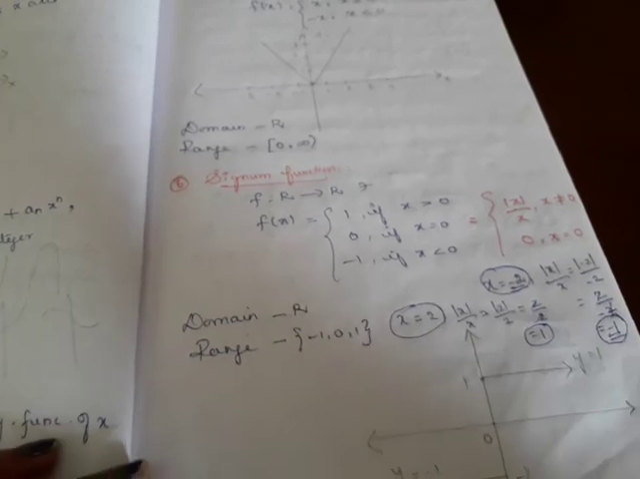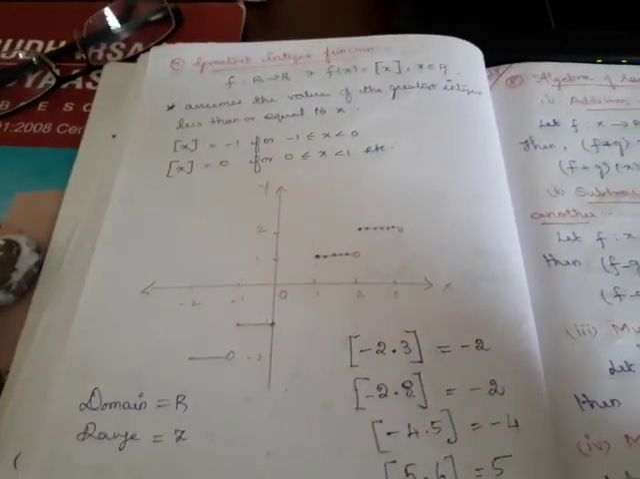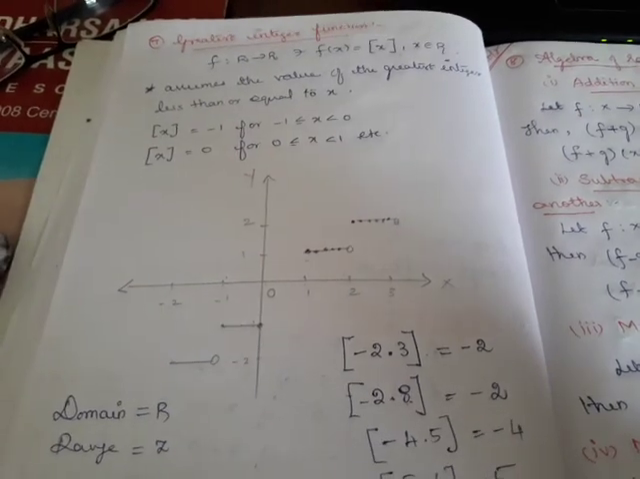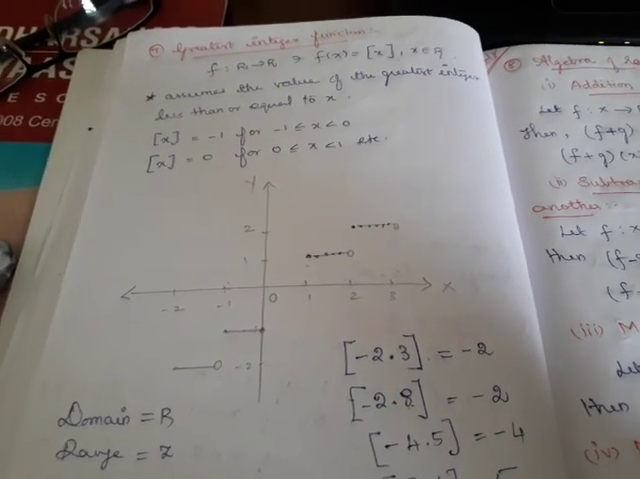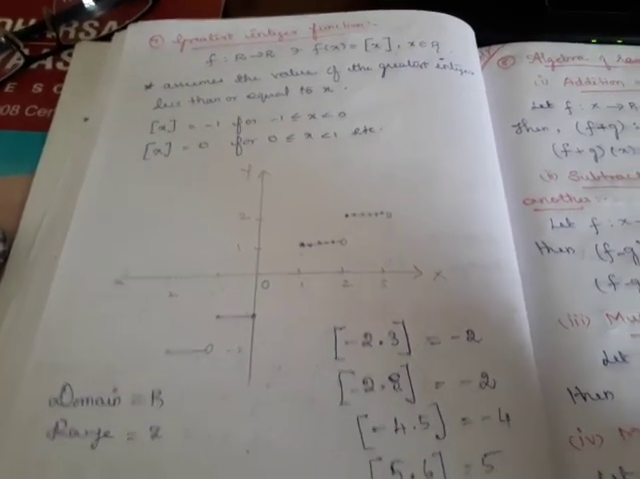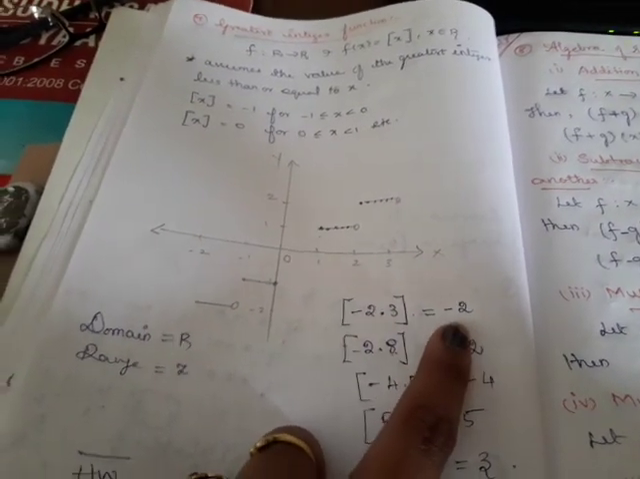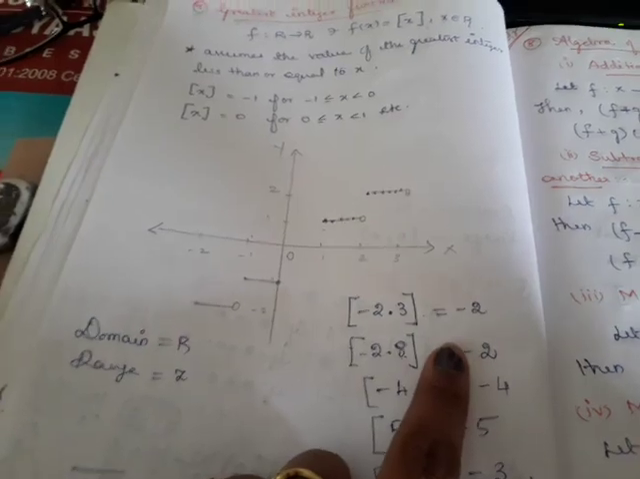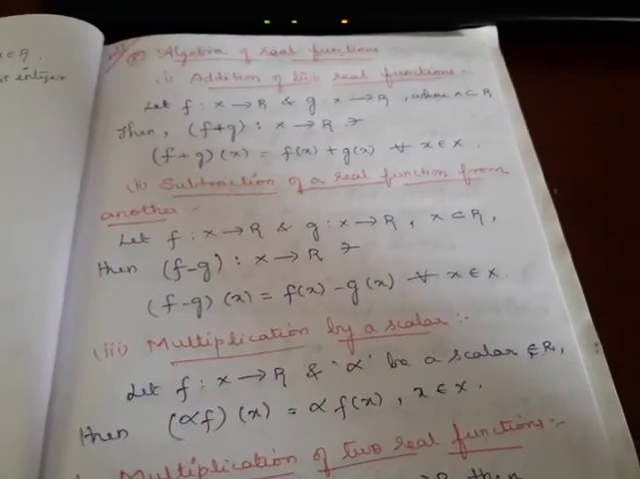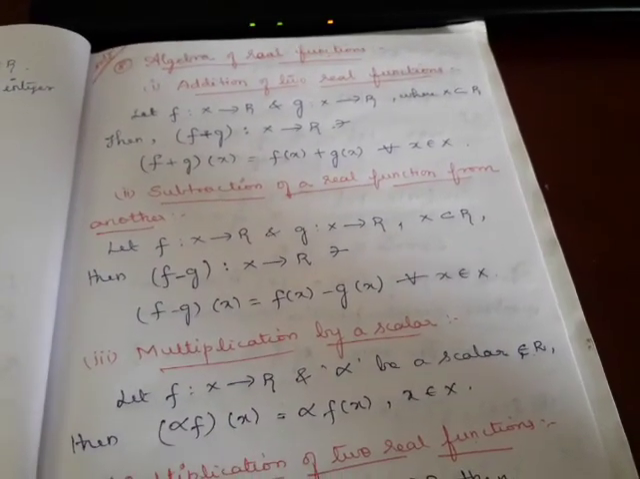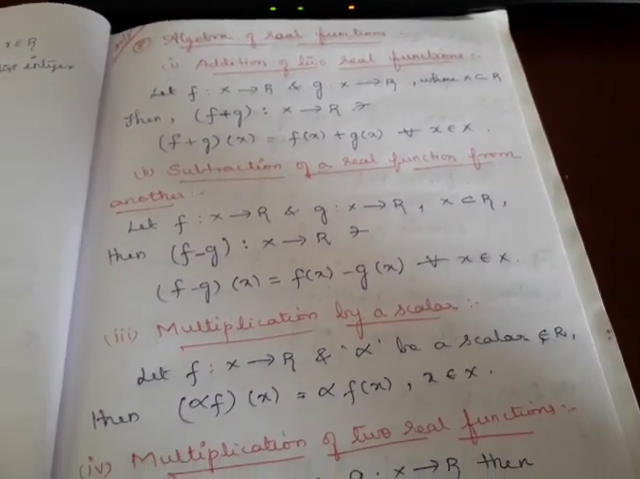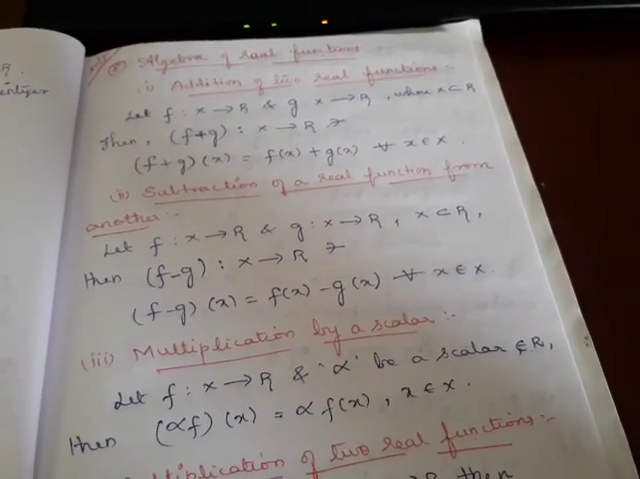Then we learned what is signum function and its graph. Then greatest integer function. Greatest integer means when we have a decimal number, the least whole number we will take. Now see, the greatest integer of minus 2.3 will be minus 2. Greatest integer we will take, right? So these are all the things we learned. And then we have learned what is algebra of real functions, addition of two real functions, subtraction of two real functions. Those are nothing but the sum of the functions actually.